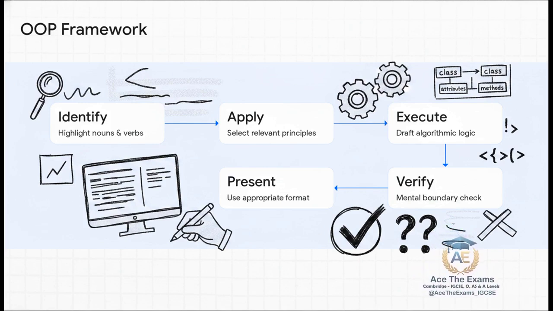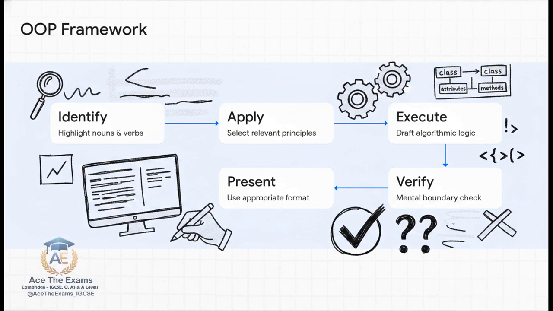Step 4. Verify results. This is your boundary check. Run a mental test case with an extreme value through your logic. What happens if the input is 0? What if the string is empty? Step 5. Present an appropriate format. Use the correct pseudocode or program code syntax strictly defined by the Cambridge syllabus.